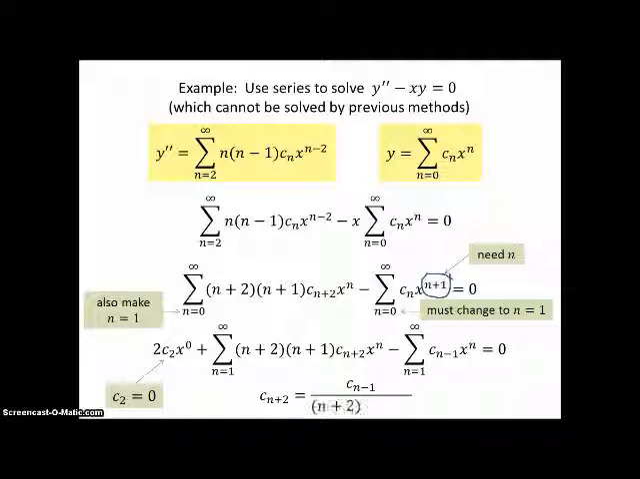Now we can collect the coefficients, and I went ahead and solved for c sub n plus 2 in terms of c sub n minus 1. Notice that we're going to have two unknown constants in our solution. So again, since c2 is 0, every third coefficient is going to be 0 because they're going to be based on c sub 2. Because c sub 5, n would be 3, and 3 minus 1 is 2. So every third coefficient is 0.